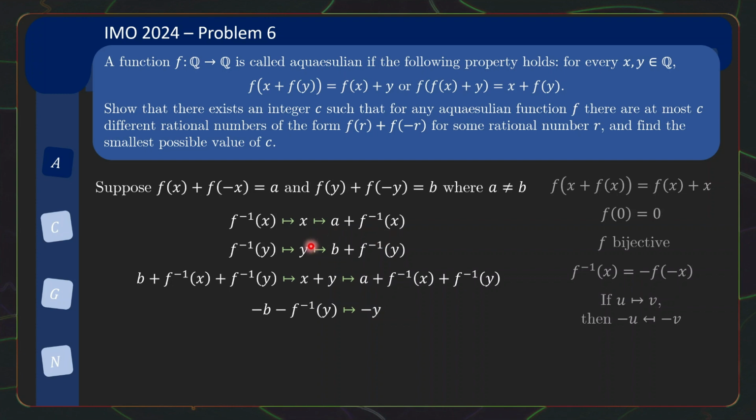Okay, so Y gets mapped to B plus F inverse Y. So I have negative of this maps to negative of Y. So I just wrote this down here. And why did I bother writing this extra chain down? That's because I am now going to consider these two relationships. And something nice will come out again when you plug in the X plus Y and minus B minus F inverse Y into the equation property.